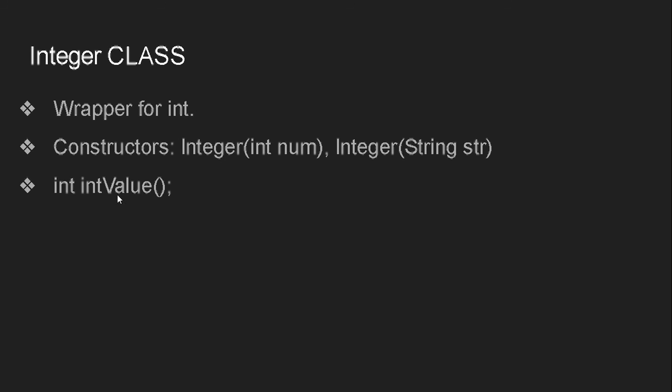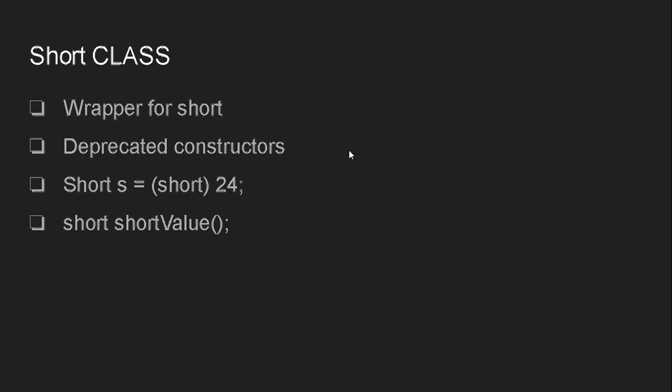And if you want to extract the value which is stored in this particular object of the Integer class, then you can use the method intValue. So if I'm writing, let us say, Integer i = new Integer(25), then if I write i.intValue(), it is going to return 25. All right.